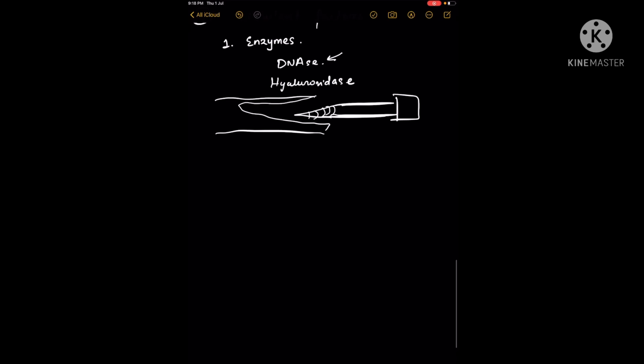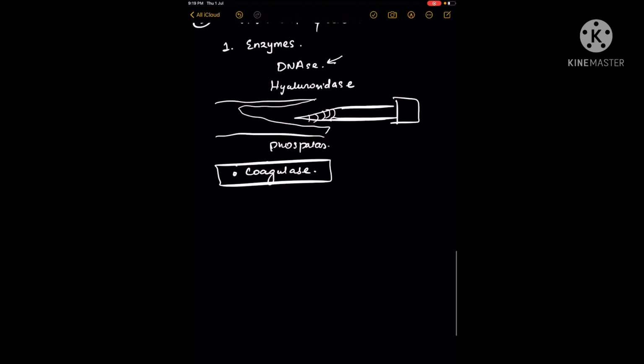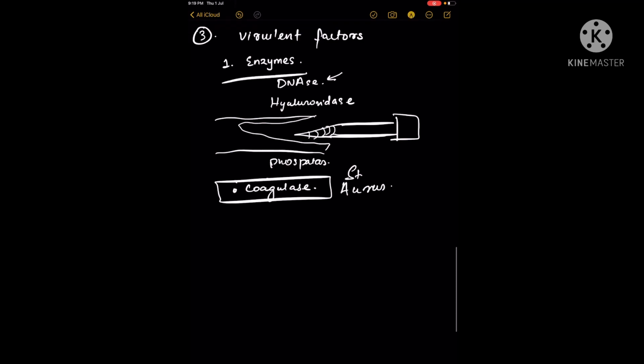There is also phosphatase, staphylokinase, and worth mentioning, the one that I missed is, of course, coagulase. You should note that the coagulase I'm discussing is only in Staphylococcus aureus. It's absent in epidermidis and saprophyticus. So the first one, enzymes, is over.